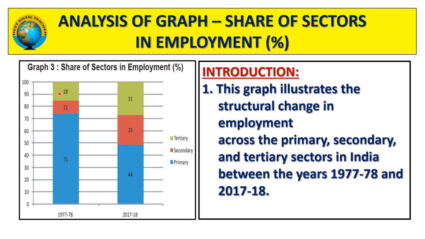When you see the tertiary sector, it is 18% in 1977-78. It increases to 31% in 2017-18. So when we see this graph, we come to a conclusion that the primary sector's share in employment is decreasing and the remaining secondary and tertiary sectors' influence is increasing in this graph. So next we will discuss sector wise.